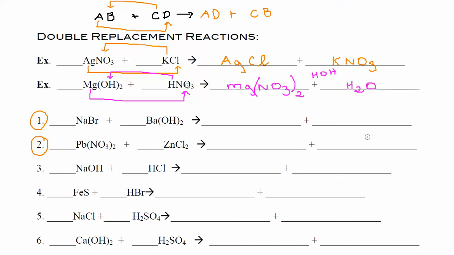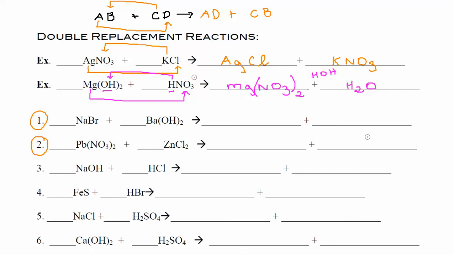All right. So notice for the first example problem, I've got just 2 brand new ionic compounds that are being formed, AgCl and KNO3. I crossed my charges for both. For the second example problem, Mg and NO3 form an ionic compound, Mg(NO3)2, and then when you've got hydrogen and OH here, you actually form water.